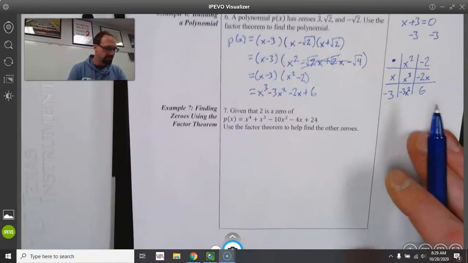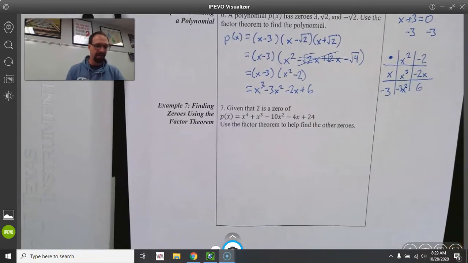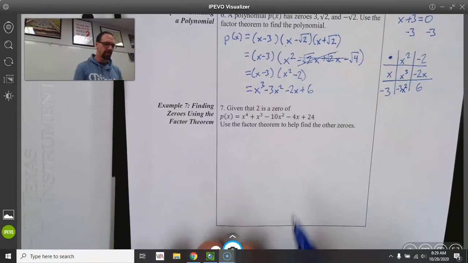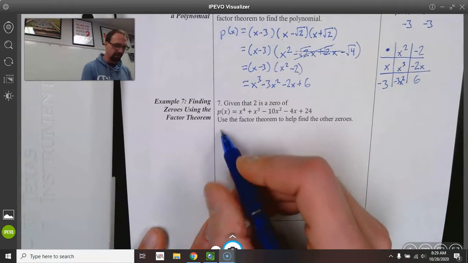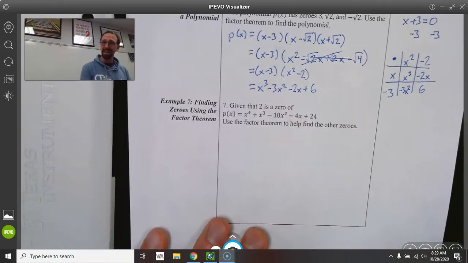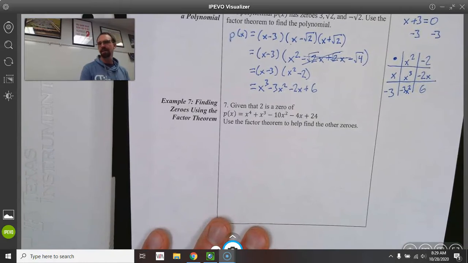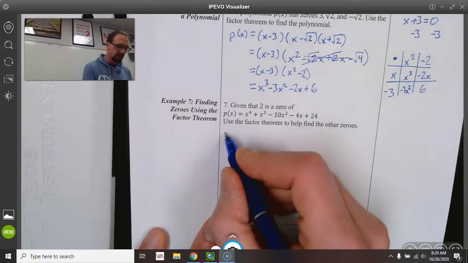For example 7, given that 2 is a 0, use the factor theorem to help find the other zeros. So in this instance, I've given you one of the zeros. You're going to have to find the rest. Now, this may look a little bit daunting, given that it's a 4th degree, but after we get it down to a cubic, then maybe it'll come out with a factoring technique that we know. Let's find out.